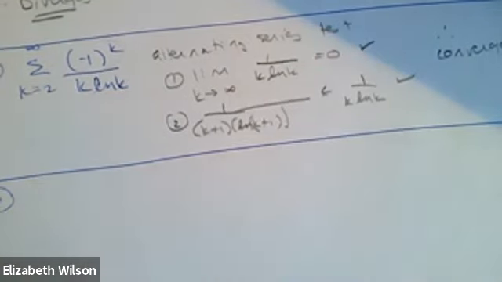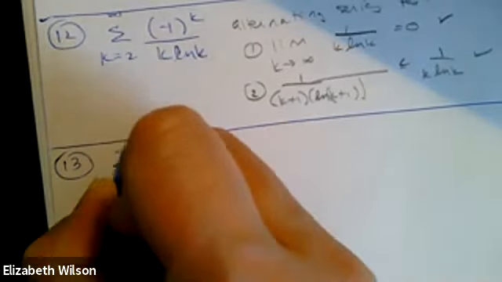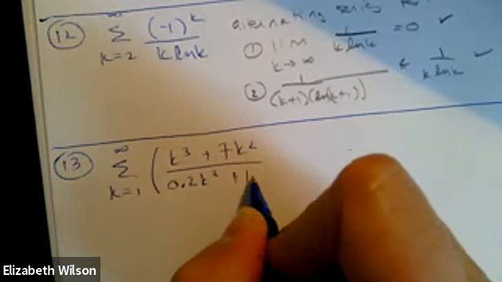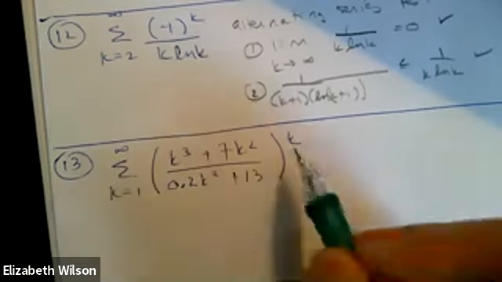Let me take a look at question 13. Okay, question 13 says we've got the sum from k equals 1 to infinity of k cubed plus 7 k squared, all over 0.2 k cubed plus 13, to the k. So this one here, basically what I'm looking at is I've got something raised to the kth power. When I've got something raised to the kth power, that automatically tells me that I should be thinking about the root test. So I'm going to use the root test on this one.